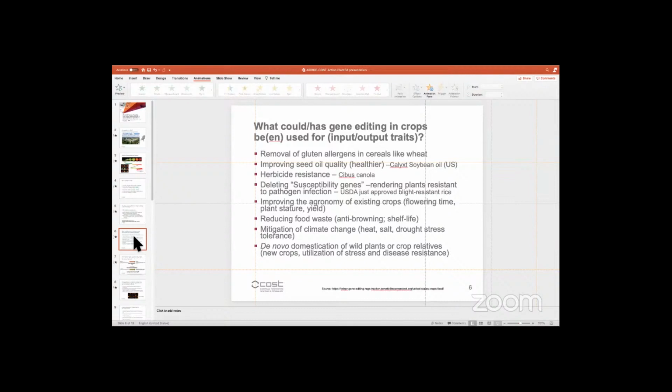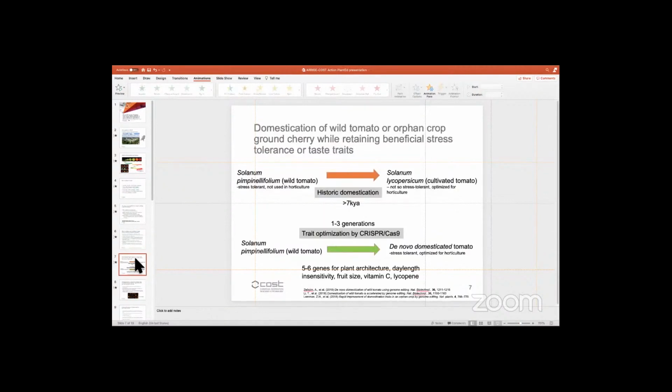Mitigate some of the effects of climate change, like heat, salt, drought stress tolerance, or de novo domestication of wild plants or crop relatives, like producing new crops that already contain stress resistance instead of trying to change existing crops to make them more resistant. This is one of my favorite applications, and one example from my own field, not my work, is the domestication of tomato.